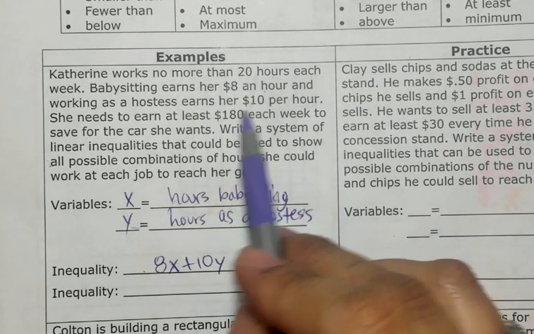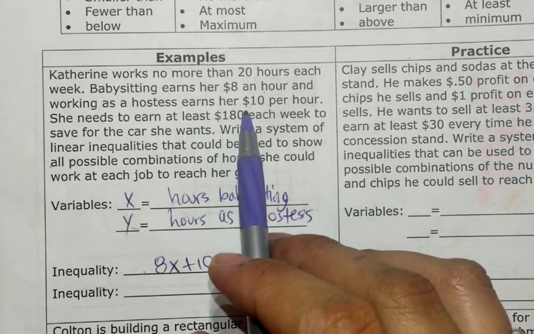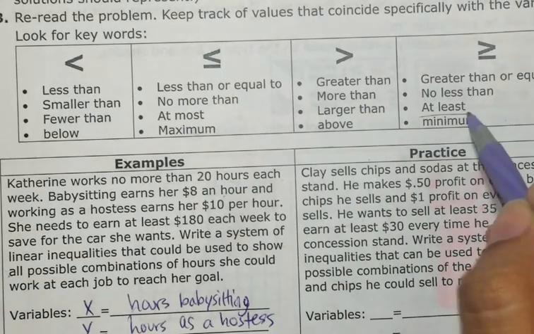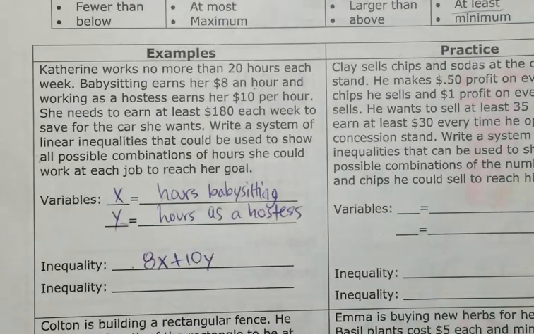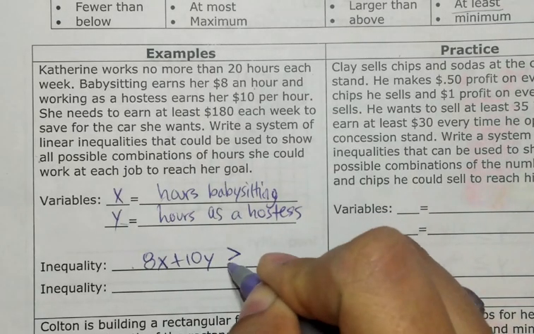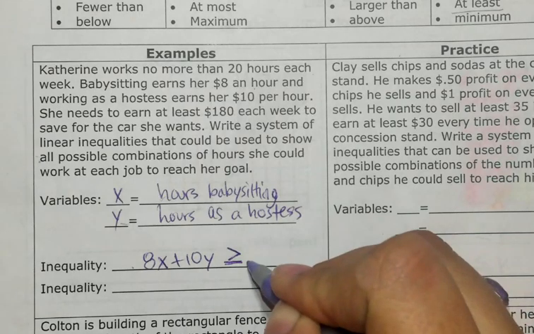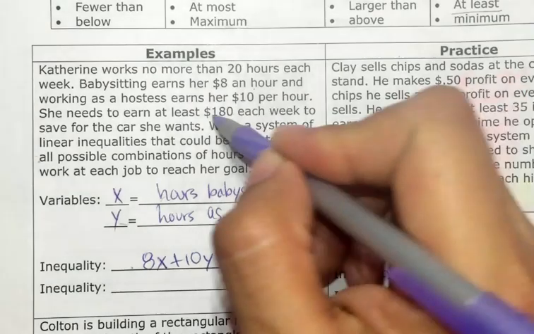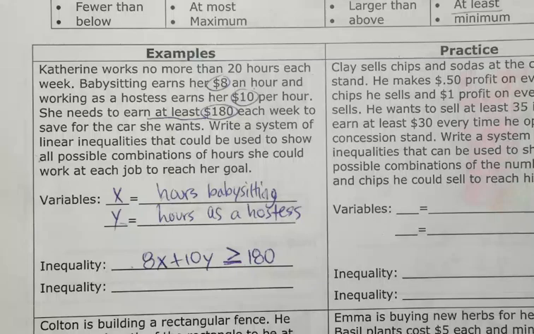And this is money. So we're going to look at, she needs to earn at least 180. So the keyword here is at least. We can use the chart here that we have and look for that word. At least is right there. But you can also just reason through and say if you need at least this much, that means you're going to need more than or equal to that amount as well. So greater than or equal to, and then 180. So that's one of the first inequalities based on the amounts of money given, and then the keyword at least.